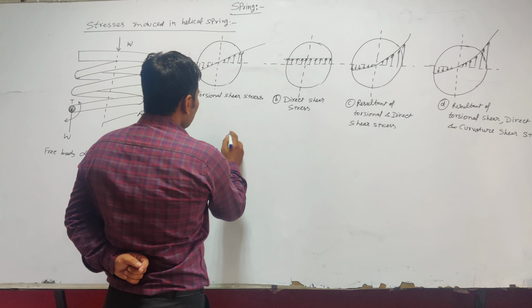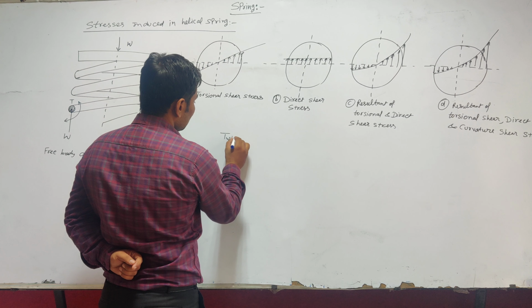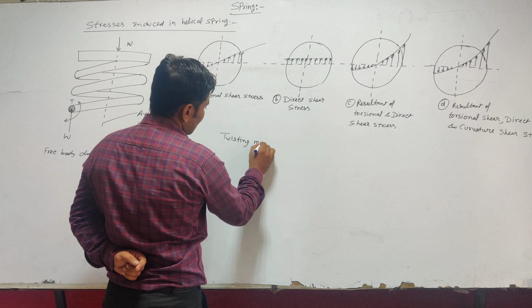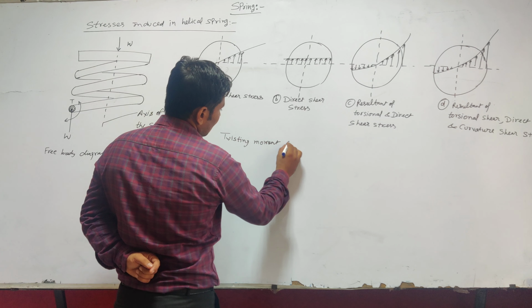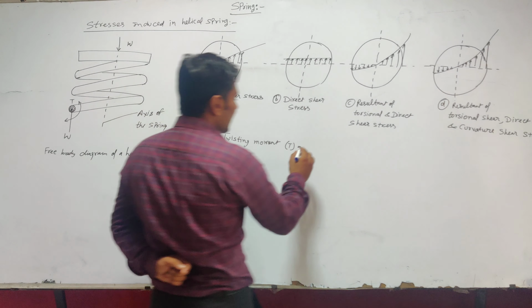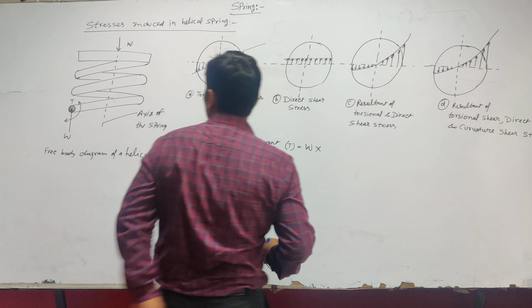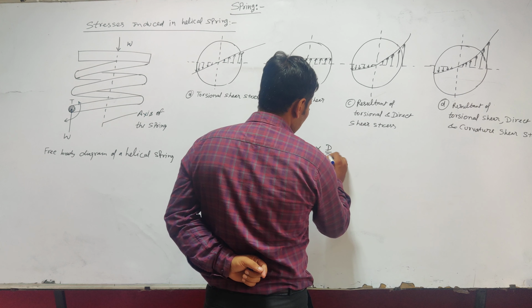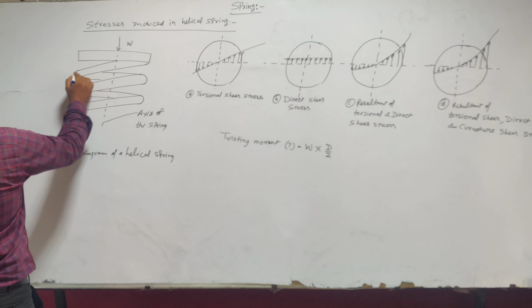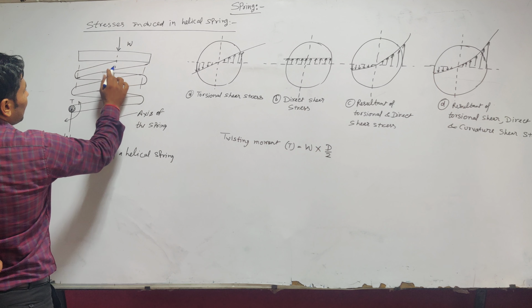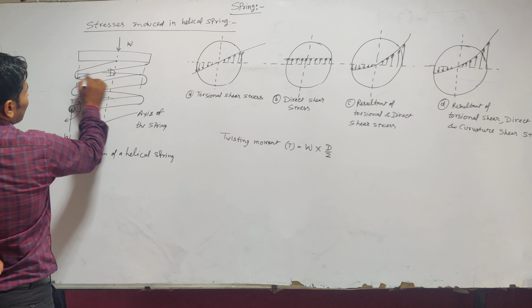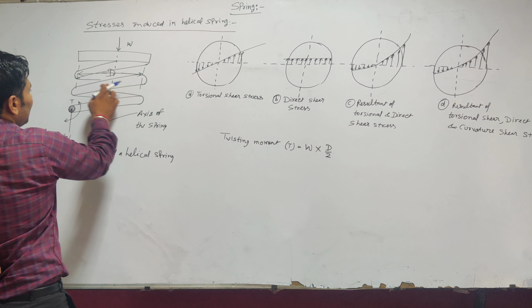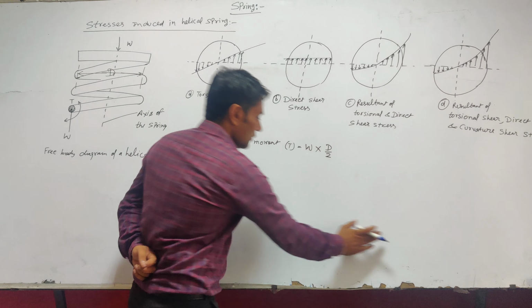Now the torsional twisting moment T is equal to load into distance, axial load W into distance from the axis of the spring. This is d by 2. This is the mean diameter of the spring, capital D. Twisting moment T is equal to axial load into this distance D by 2.